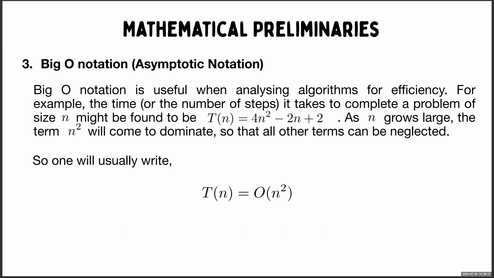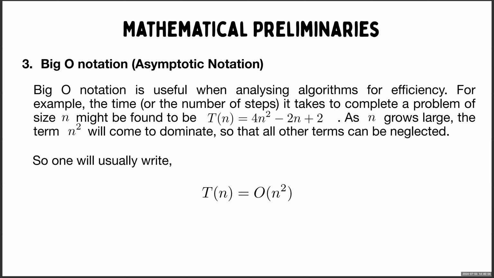So let's look at an example of how we can use big O notation. When we analyze algorithms, when we're going to talk about efficiency, let's just talk about the time. So let's assume that the number of steps it takes to complete the running of this algorithm to solve some problem of size n. So the problem has some size n. Let's just say that the runtime is given by the function t of n, which is 4n squared minus 2n plus 2. As n grows large, so as the size of the problem gets larger, then the n squared term will dominate this expression, so that all the other terms can be neglected.